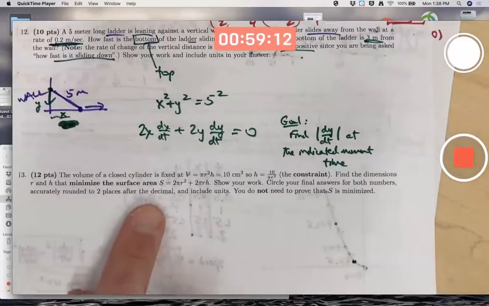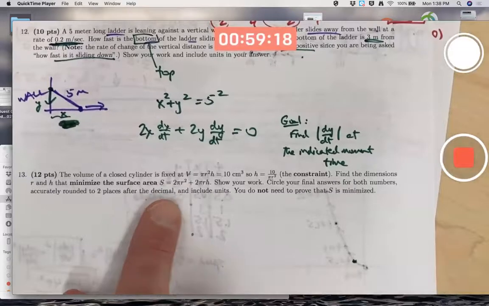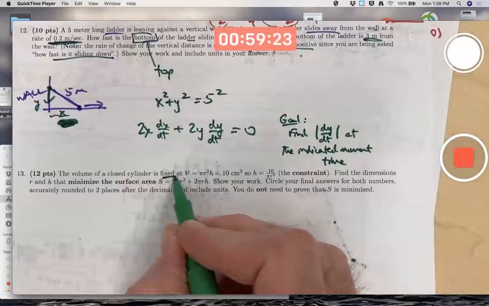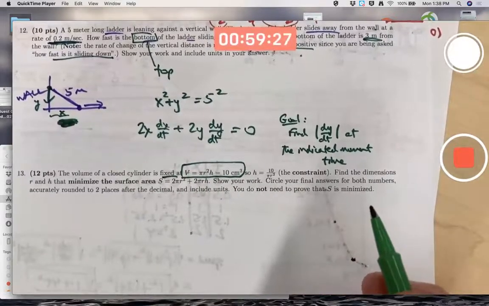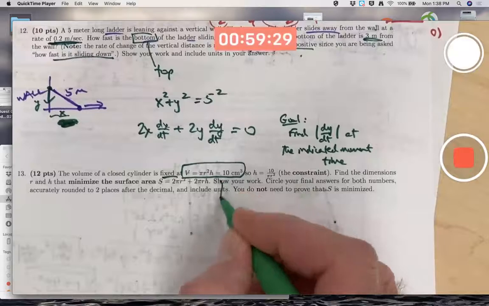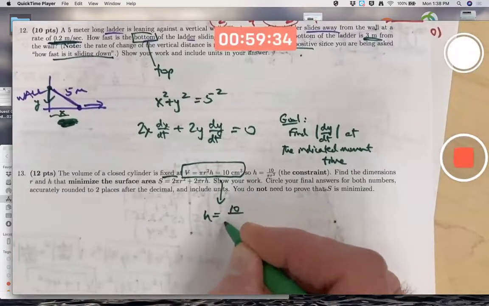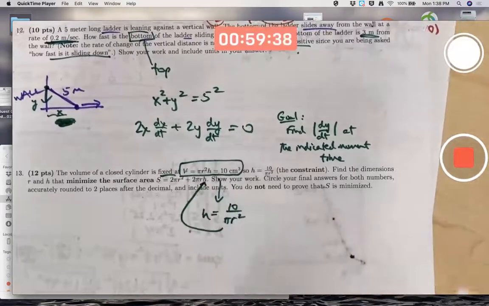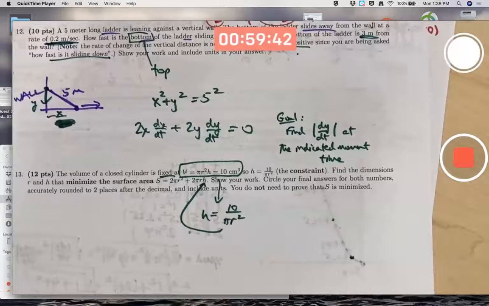This one is about minimizing surface area. We did problems like that. You need to use the constraint, the fact that the volume is fixed here to be 10 cubic centimeters, to solve for h in terms of r. It would be h is 10 over pi r squared, and then substitute that back into here for h to get a function of just r that you would differentiate with respect to r to find the critical point.